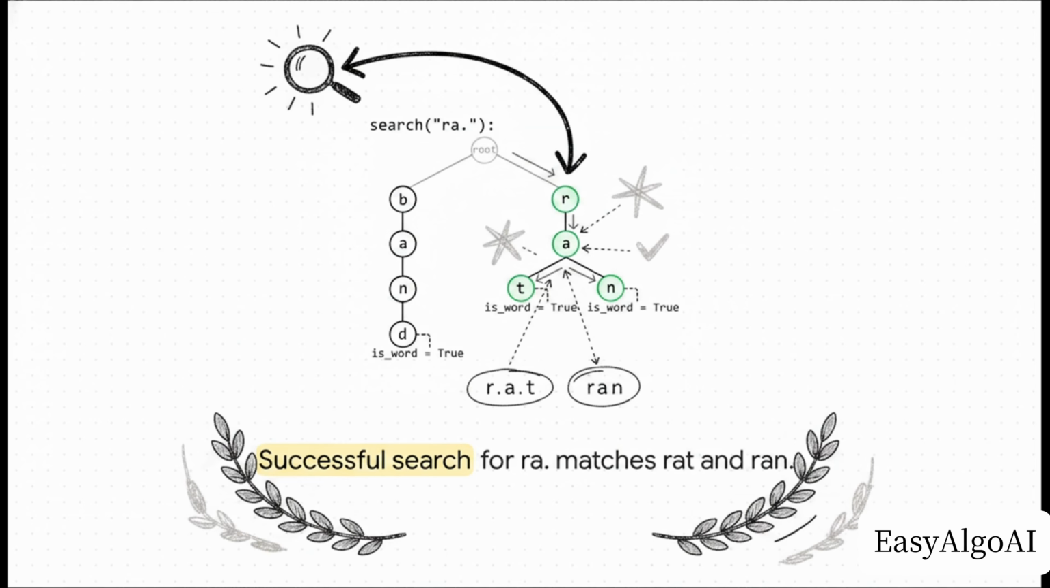And crucially, both the T node and the N node have their isWord flag set to true. Boom, the search is a success. We found a valid path. In fact, we found 2. But what happens when the wildcard isn't conveniently placed at the very end of the word?